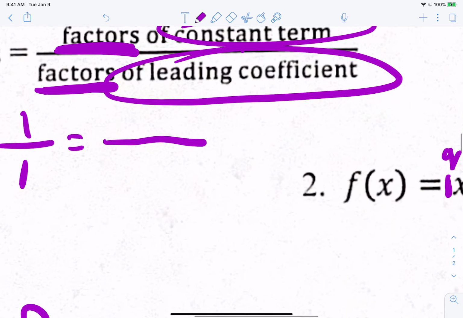0 doesn't go into 1. 1 and 1. Negative 1. But also negative 1, right? Negative 1 times negative 1 will give me 1 as well. So positive and negative 1, right? Positive and negative 1. Is this right?